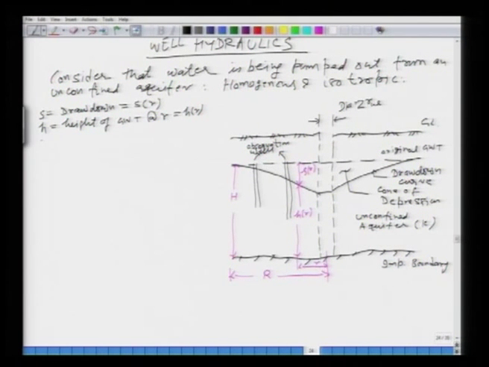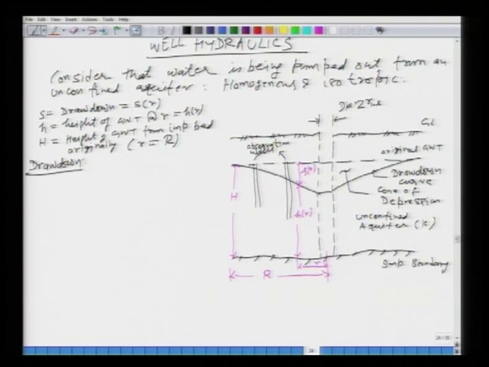Then we have defined a capital H, which is the height of the groundwater table from the impervious bed. Originally, that is before the pumping, or also we can say during pumping at r equal to capital R. Now, let us look at some of the definitions. What do we mean by drawdown?